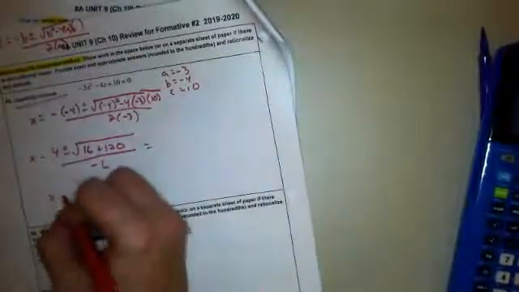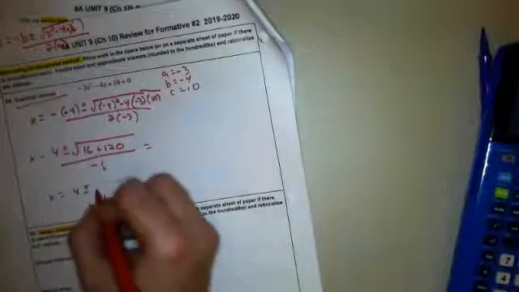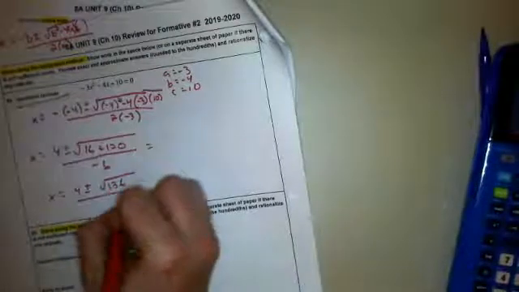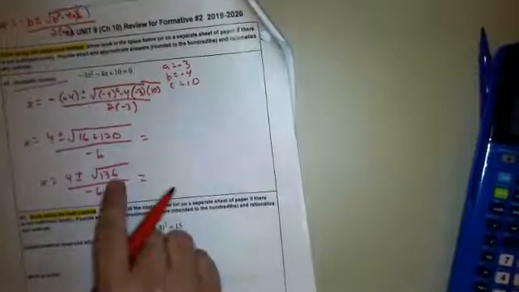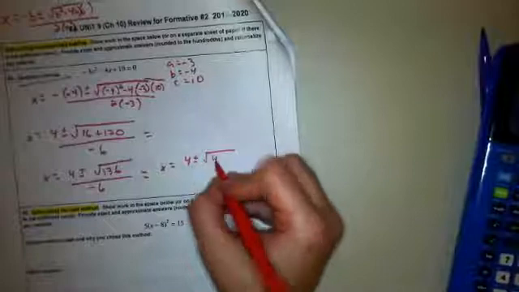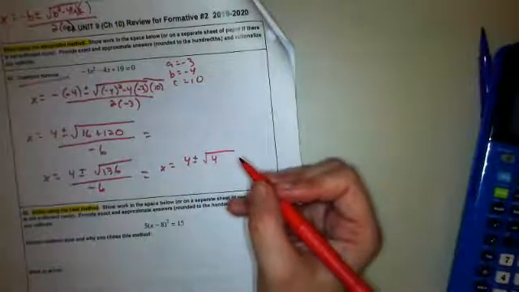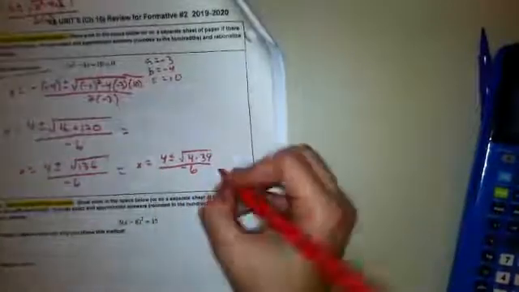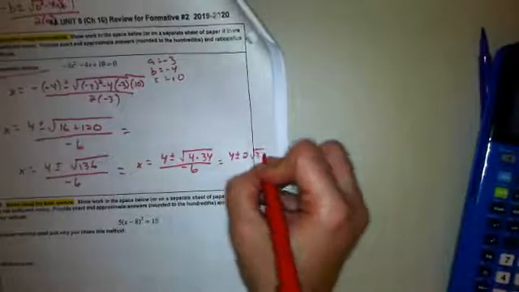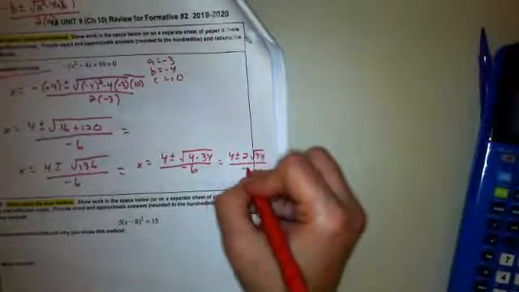We're going to get x equals 4 plus or minus the square root of 136 over -6. Now I want you to recognize, I hope, that you can pull out a 4 and that's a perfect square. So x equals 4 plus or minus the square root of 4 times, and 136 divided by 4 is 34, I think, all over -6. There's my perfect square, I can pull that out: 4 plus or minus 2 root 34 over negative 6.